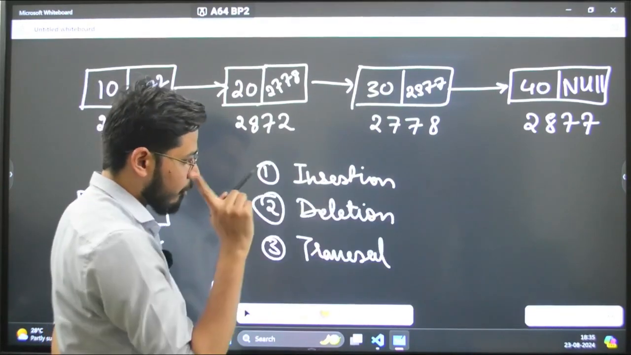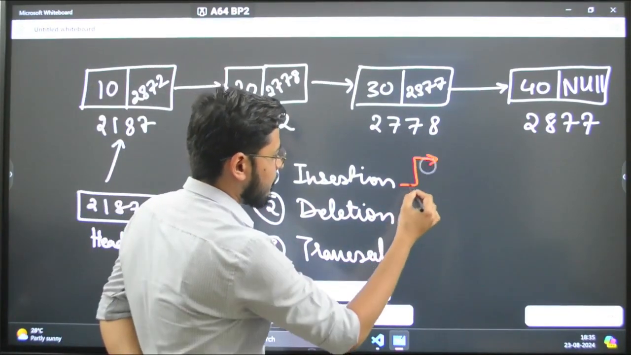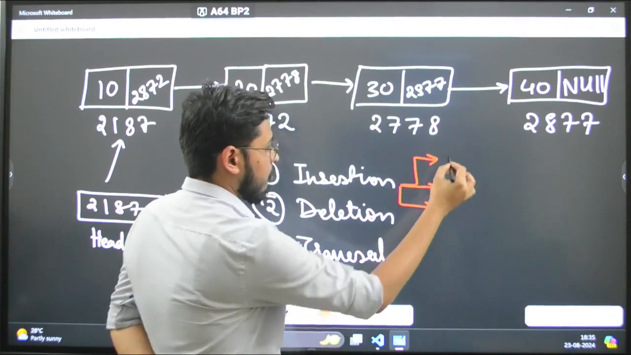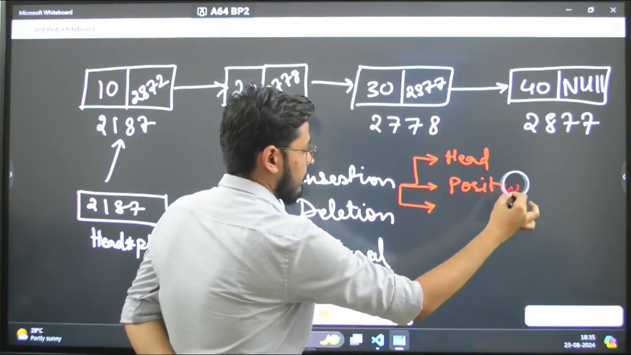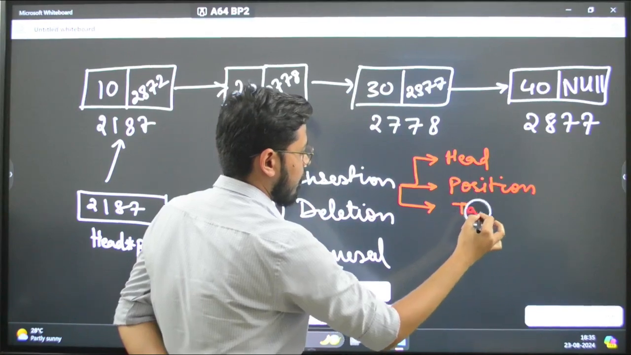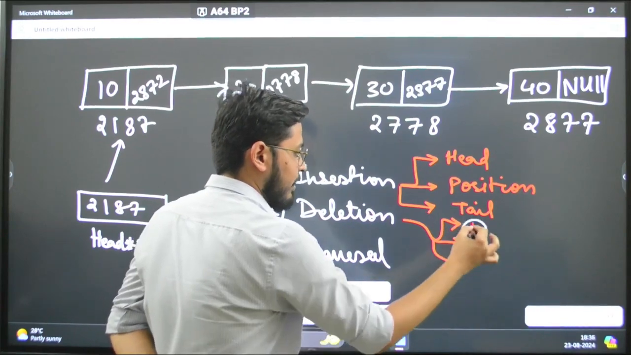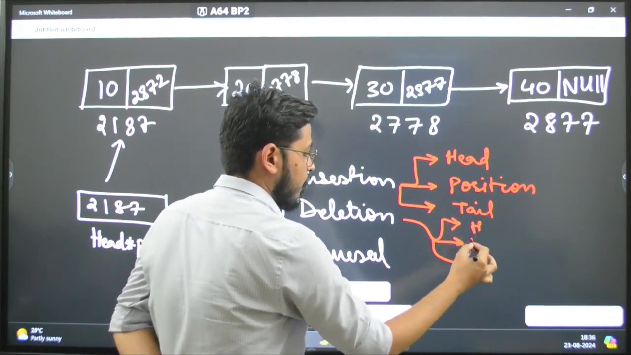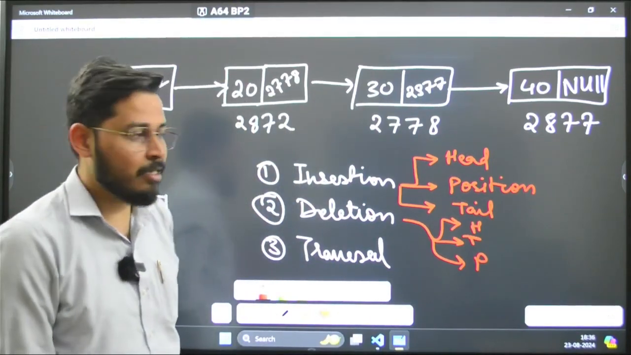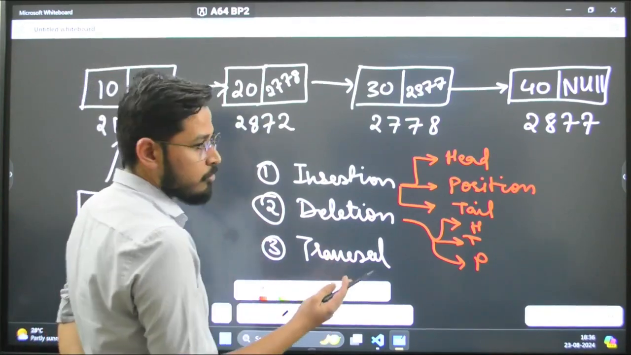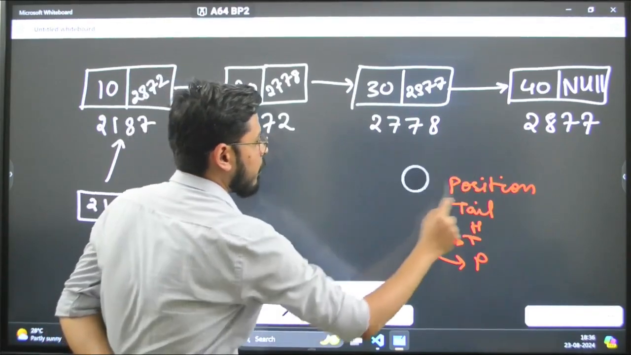But before that, one more thing. Insertion can be performed in 3 ways. And what are those 3 ways? You can insert at head, you can insert at a particular position, and at last you can insert at tail. For deletion, the same thing happens. Delete at head, delete at tail, delete at position, all those things you can do. Traversal is just one single thing that happens every time. In this case we will talk about these 3 things. Let us today start with our insertion concept and understand how you can do the insertion.